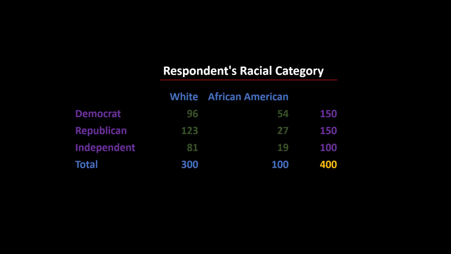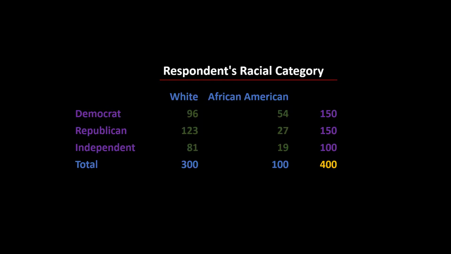If 3/4 of all our respondents are white, then we would expect, if there's no relationship between race and political party, that 3/4 of our Democrats would be white, and that 3/4 of our Republicans would be white, and that 3/4 of our independents would be white, plus or minus some random variation. To calculate the expected counts in each cell, we simply multiply the number of Democrats, in this case there are 150 Democrats, by 3/4. This gives us an expected cell count of 112.5.